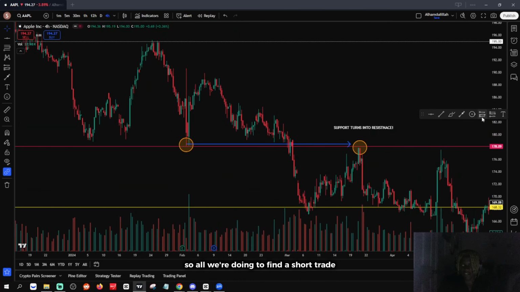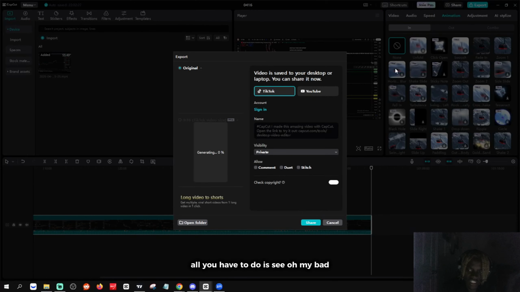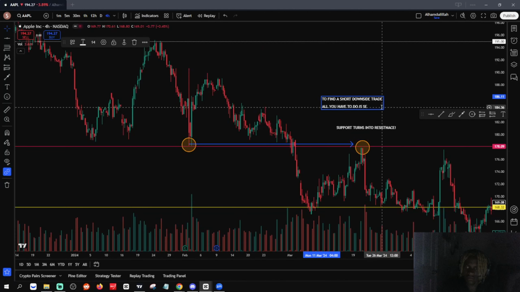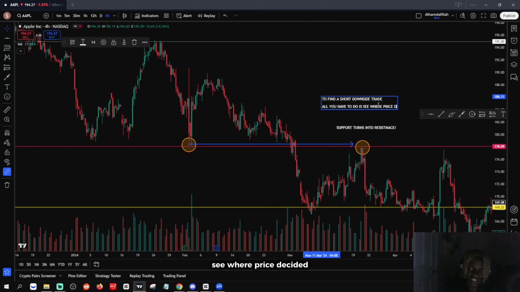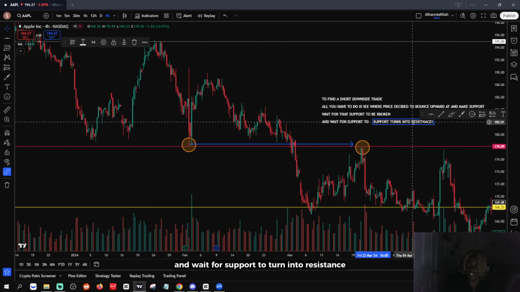So all we're doing to find a short trade is see where price decided to bounce upward and make support, wait for that support to be broken, and wait for support to turn into resistance.